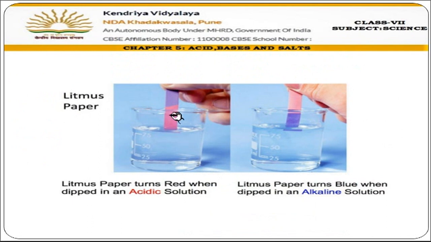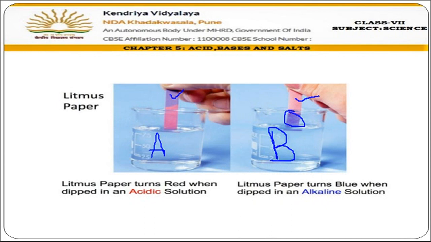Now let's move on to the next one. In the experiment here you can see a blue litmus paper and a red litmus paper. Blue litmus paper is dipped in a solution, and it has turned red. So what solution is it? It is acidic, because acids change blue to red. Now you can see a red litmus paper dipped in a solution and its color has changed to blue. Red to blue means it is a base. A base can change red to blue. This is how litmus papers are used to check whether a solution is an acid or a base.